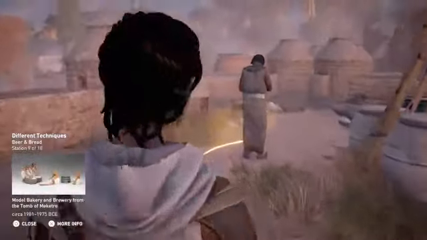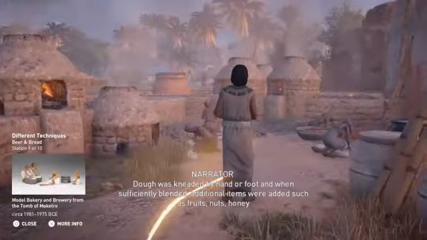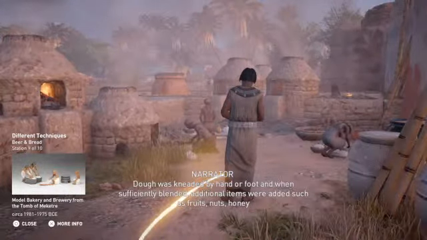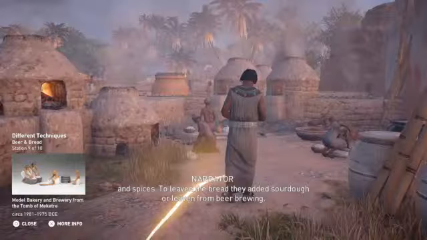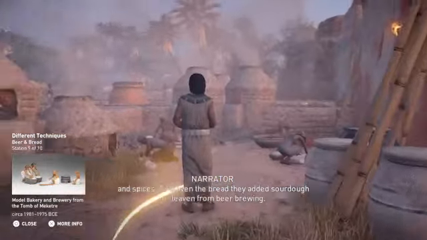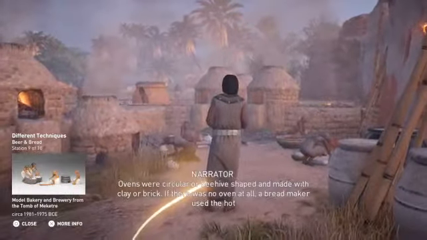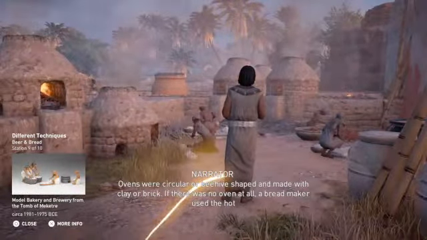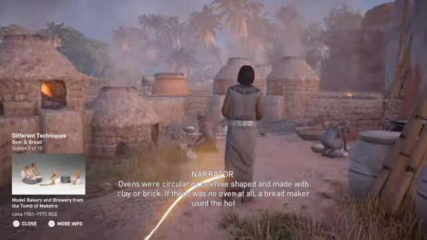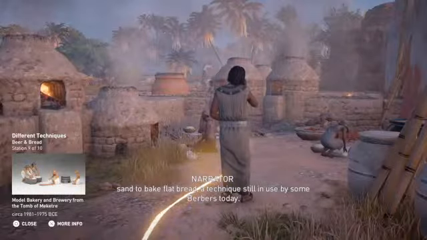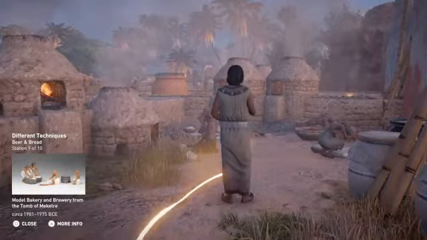Oh, one now. Dough was kneaded by hand or foot, and when sufficiently blended, additional items were added, such as fruits, nuts, honey, and spices. To leaven the bread, they added sourdough or leaven from beer brewing. Ovens were circular or beehive-shaped and made with clay or brick. If there was no oven at all, a bread maker used the hot sand to bake flatbread, a technique still in use by some Berbers today.